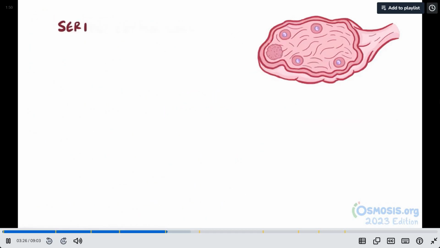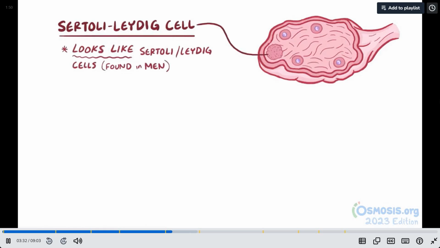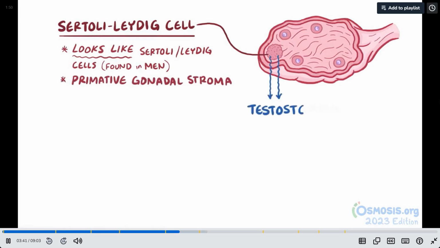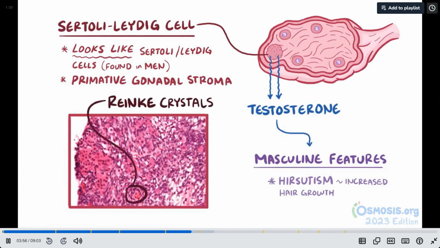The third type of tumors are called Sertoli-Leydig cell tumors, because they look like Sertoli and Leydig cells normally found in men. It turns out that the tumors are actually made of primitive gonadal stroma, which is so undifferentiated that the cells can secrete androgens like testosterone. Increased levels of testosterone can cause women to have more masculine features, like hirsutism, which is increased hair growth. Under the microscope, classically there'll be Reinke crystals, which are pink rod-like crystals in the cytoplasm of the cells, and these look kind of like bright pink magical crystals you'd collect in a video game.